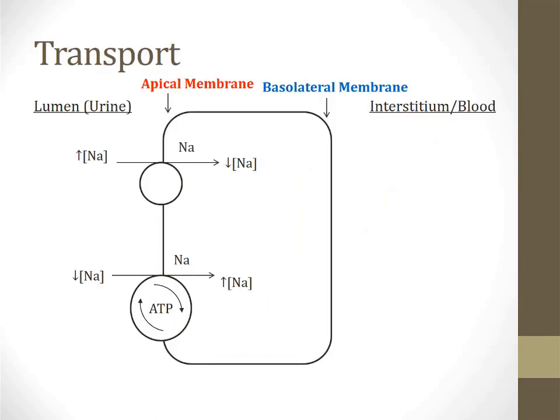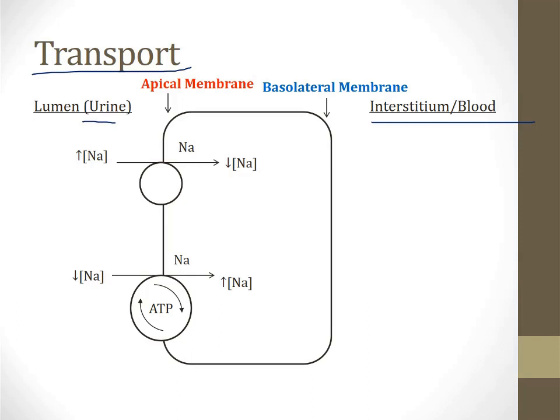The way that the nephron selectively reabsorbs solutes and other substances that are useful to the body is by transporting them from the urine side of the nephron into the interstitium or blood. There are cells that line the tubules of the nephron, and they perform this job of transporting solutes out of the urine and into the interstitium or blood.